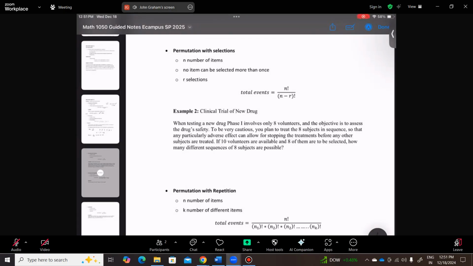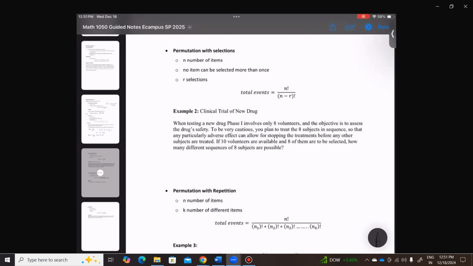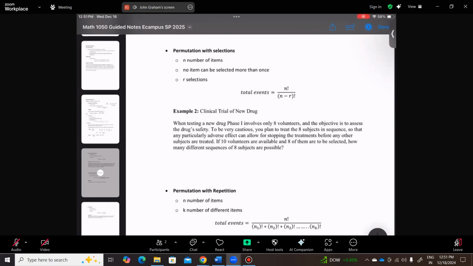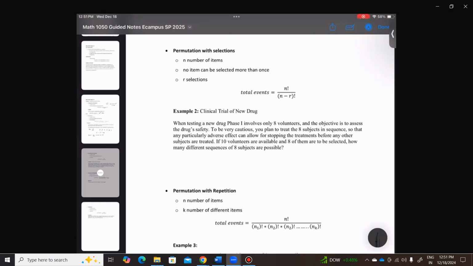So for this example, when testing a new drug, phase 1 involves only 8 volunteers. The objective is to assess the drug's safety. To be very cautious, you plan to treat the 8 subjects in sequence so that any particular adverse effect can allow for stopping the treatment before any other subjects are treated. If 10 volunteers are available and 8 of them are to be selected, how many different sequences of the 8 subjects are possible? So n equals 10, r equals 8.